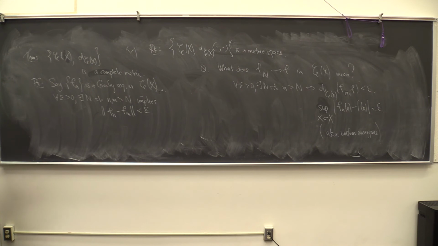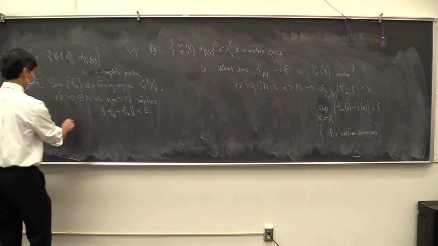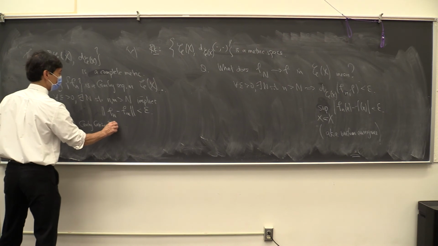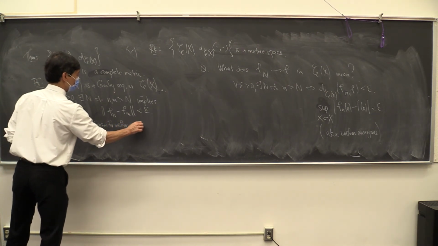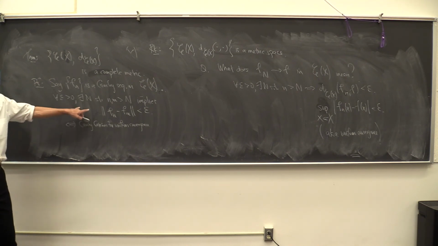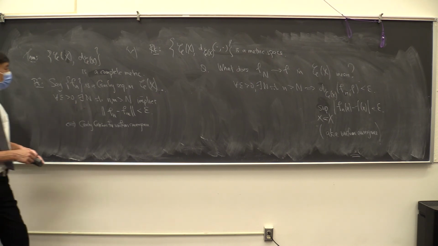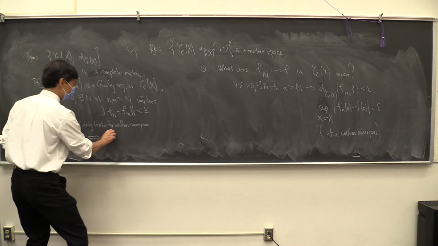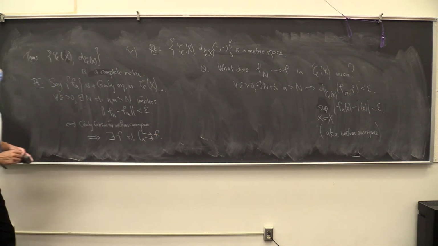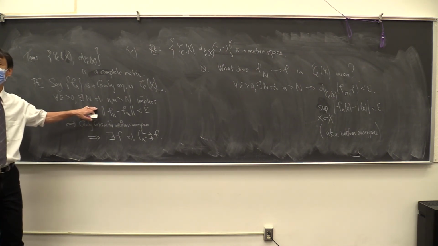Right? But that is the Cauchy criterion for uniform convergence. That's exactly the Cauchy criterion for uniform convergence. And so that implies that there exists an f such that the f sub n converge uniformly to f. We know these guys converge uniformly.